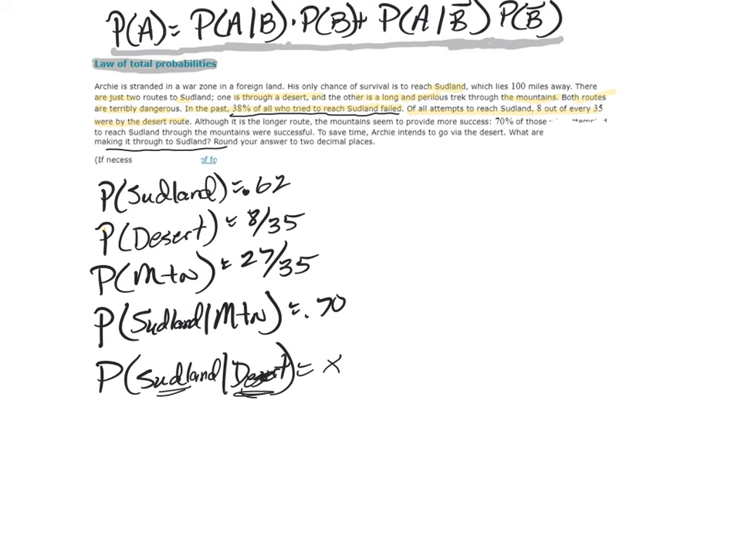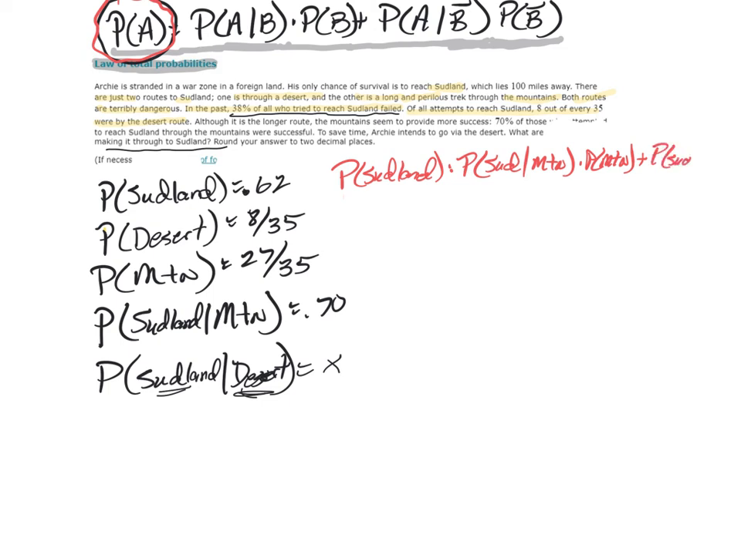So the probability of getting to Sudlin is my total probability here. That's the probability of A. That's what's going to go right here. So I'm going to have 0.62. Let me write it out in words first. The probability of getting to Sudlin is equal to the probability of getting to Sudlin through the mountains times the probability of the mountains, plus the probability of getting to Sudlin through the desert times the probability of the desert. So my total probability of getting to Sudlin is these two things added together.